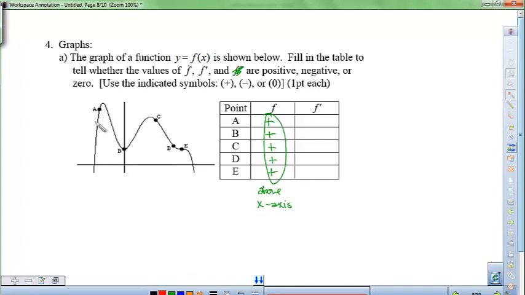So let's look at A. If you were to draw a tangent line, you'll see that the tangent line has a positive slope, so that's going to be positive.